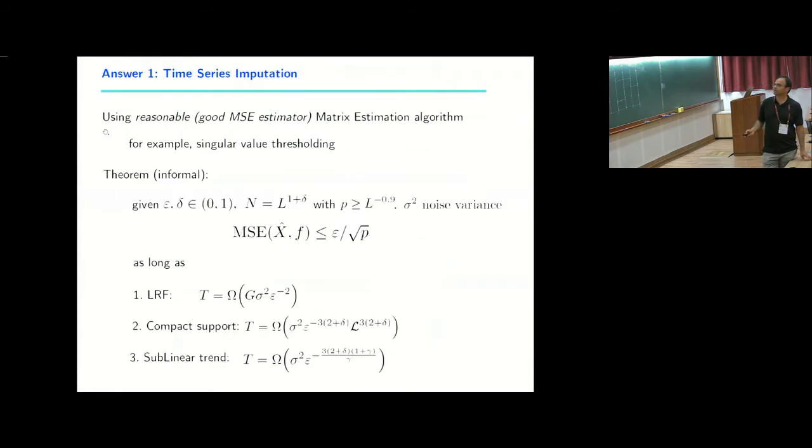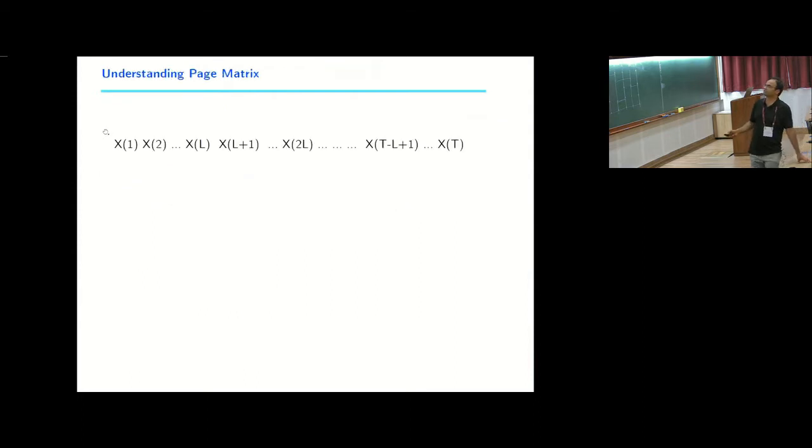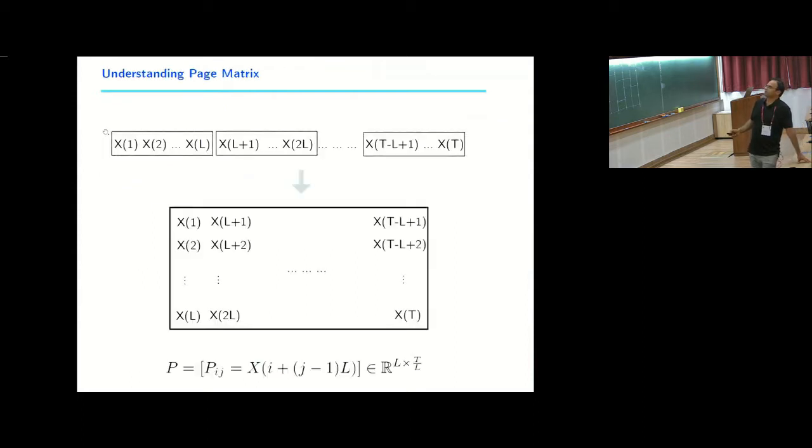So let's understand what they are. This is called the page matrix. Apparently in the controls literature, other than Hankel, in 1981, somebody in the controls community had proposed this as a way to look at things rather than Hankel. I learned it from the control school at ETH.